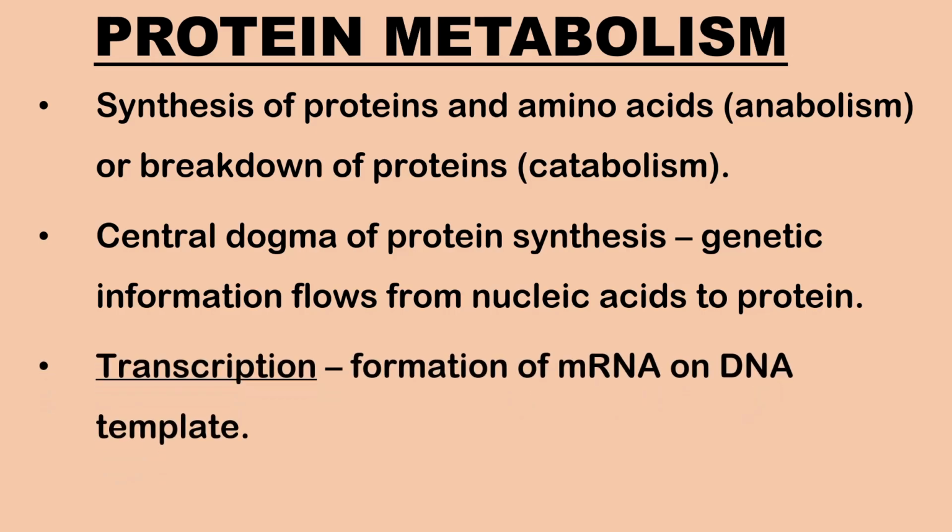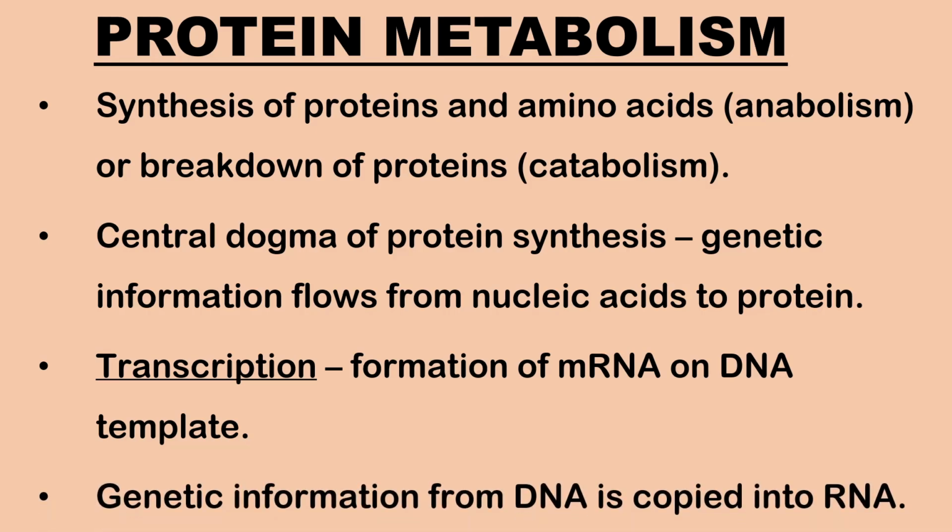The first step of the central dogma is known as transcription. It is the formation of messenger RNA on a DNA template in the presence of DNA-dependent RNA polymerase. Genetic information from DNA is copied into RNA.